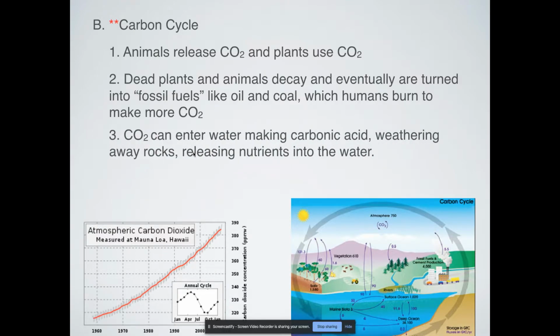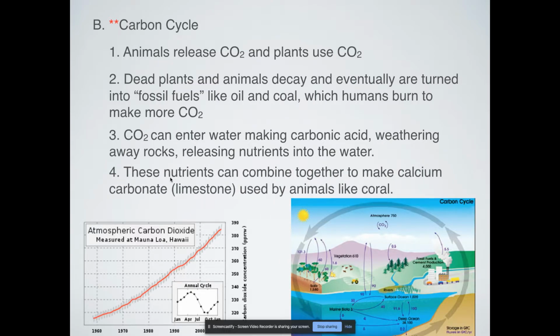Now, CO2 can enter water. Like I said, it can be absorbed by water and make carbonic acid. Carbonic acid can weather away rocks. Those rocks can release nutrients back into the water. Coral, for example, absorbs carbonate ions, which are basically nutrients from rocks. And like it says, these nutrients can combine together to make calcium carbonate, like limestone, used by coral.